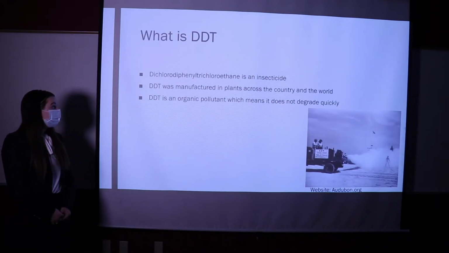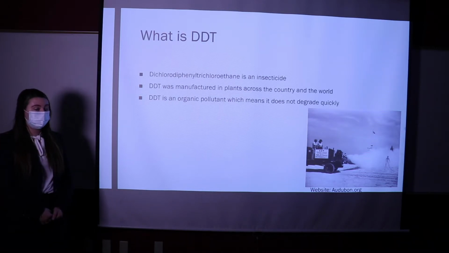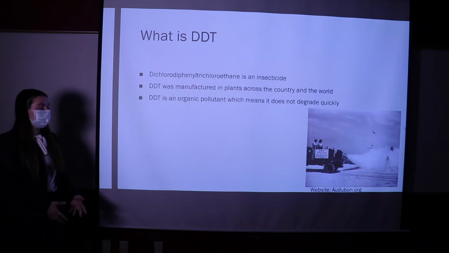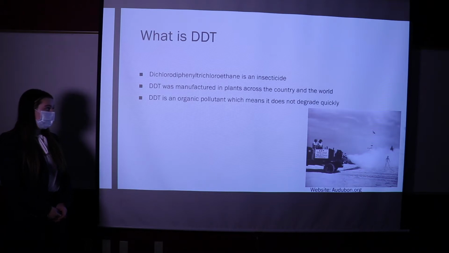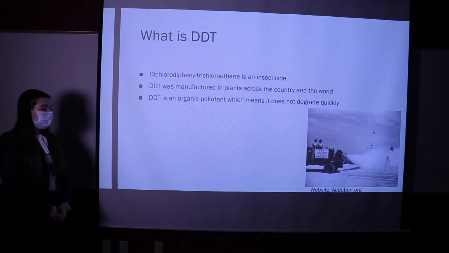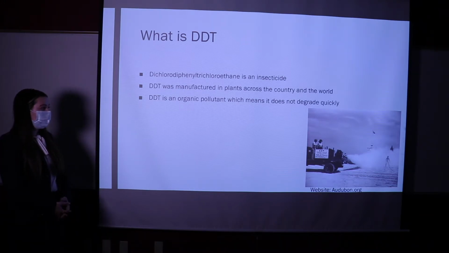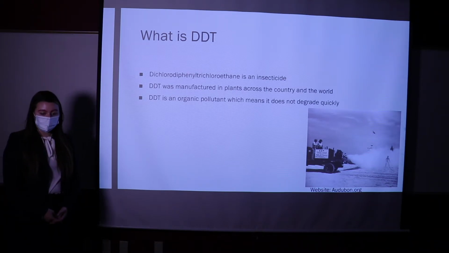So diphenyl trichloroethane, or DDT, is an insecticide, and it was once used on crops, but then it was later used to mitigate vector-borne diseases such as malaria. And DDT was manufactured in plants across the country and the world. And it is an organic pollutant, which means that it does not degrade quickly in the environment or in tissues. And it is not acutely toxic to mammals. So that's why it was very popular. But it was later classed as an organic pollutant for doing widespread ecological damage and possible health effects on mammals and other organisms.